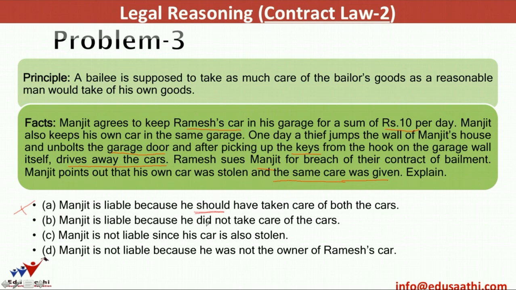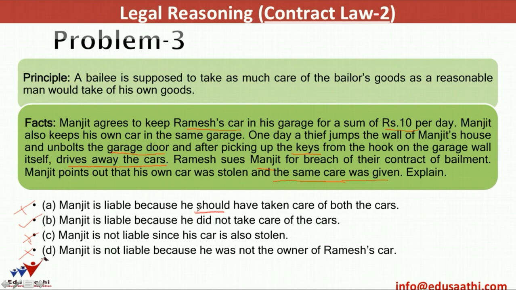B. Manjeet is liable because he did not take care of the cars. Yes, this is the right answer because he did not take the reasonable care of the cars, specifically the car which was given to him under bailment. So Manjeet is liable for the breach of contract of bailment. C option is Manjeet is not liable since his car was also stolen. This is not the defense. D. Manjeet is not liable because he was not the owner of Ramesh's car. This is also not a right answer. So the right answer is Manjeet is liable because he did not take care of the cars.